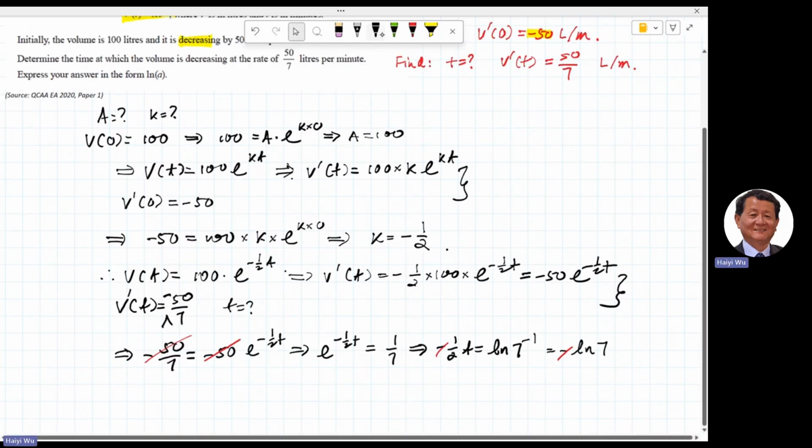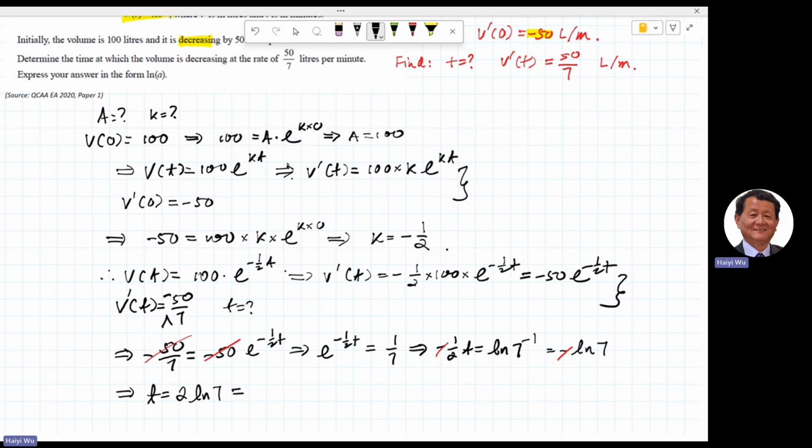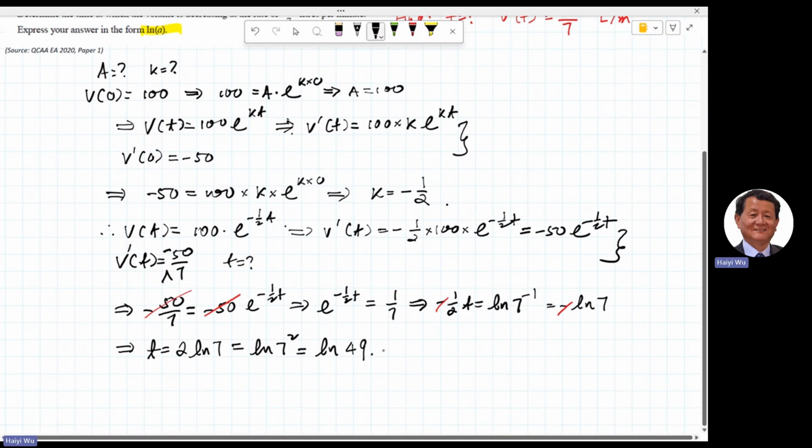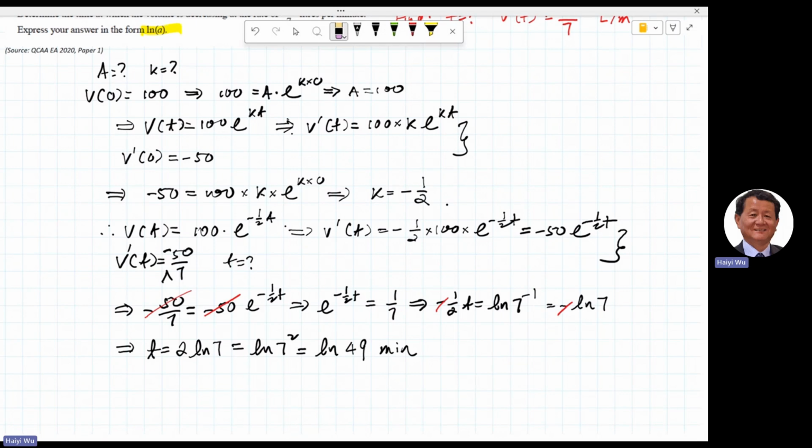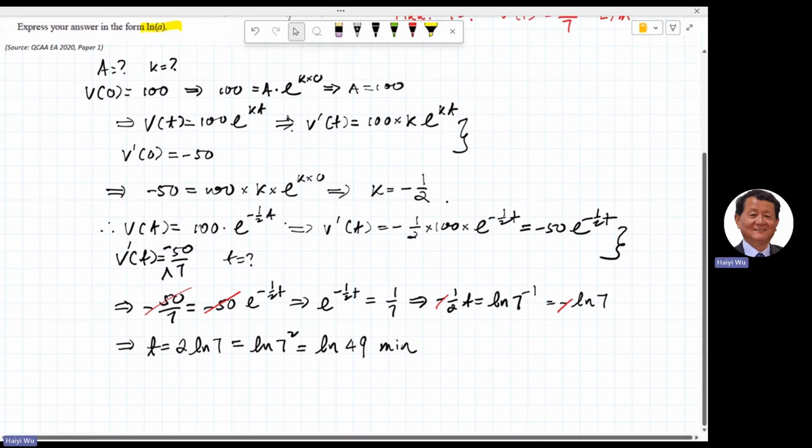Therefore the time is 2 times log 7. Now this question says you need to leave it in log form. So I'm going to move the 2 to the top, and it becomes log 49. So that's it. This is in minutes. This is our solution for the question.